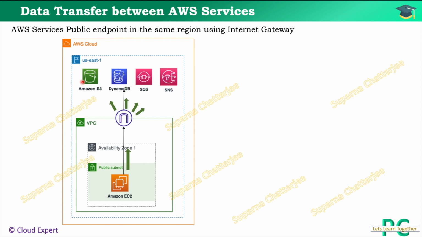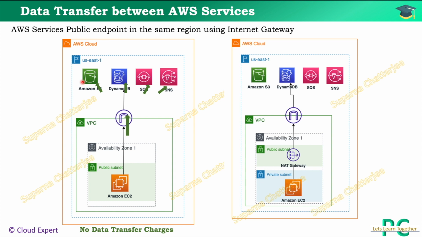Since you are using public endpoints and using the internet gateway, there will be no data transfer charges. Now let's consider a different use case. In this use case, your EC2 instance is inside a private subnet. In the previous example, the EC2 was in a public subnet. Now in this example, EC2 is in a private subnet, and you have a NAT gateway to communicate with the internet.